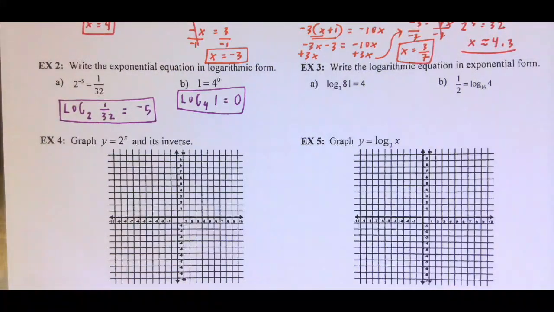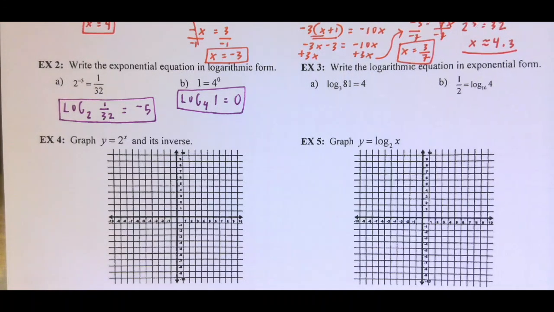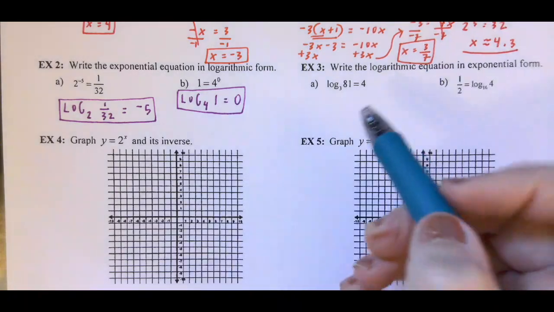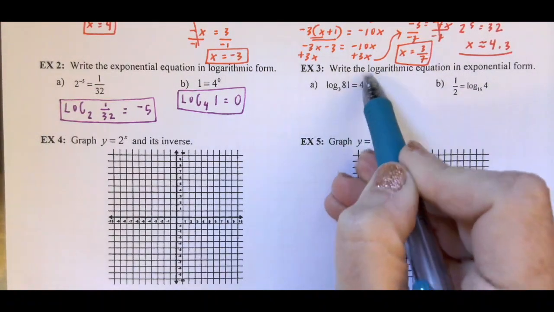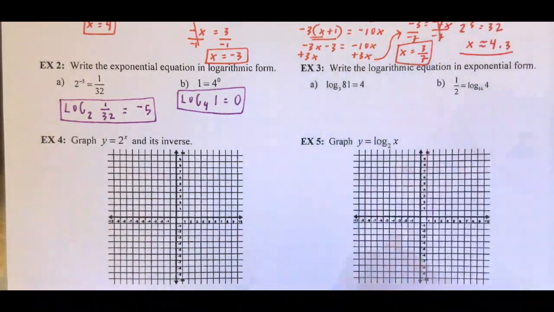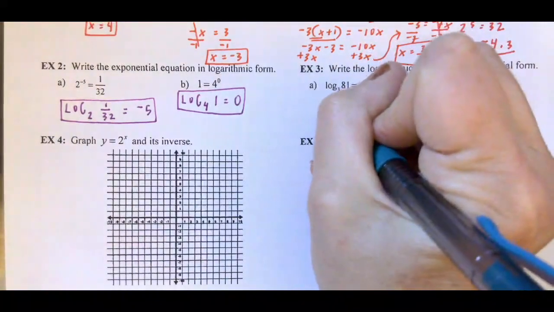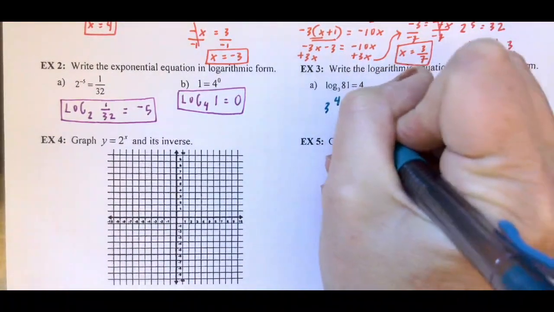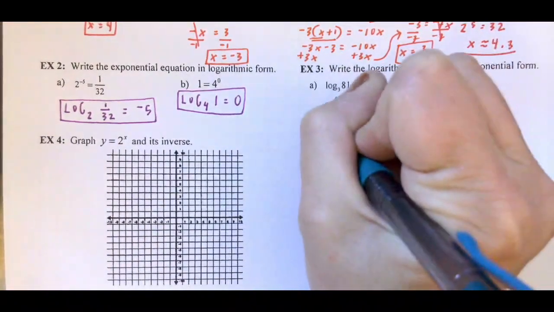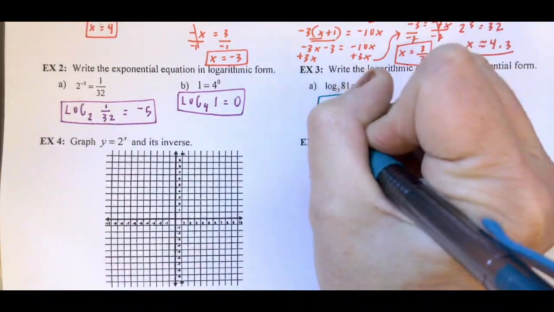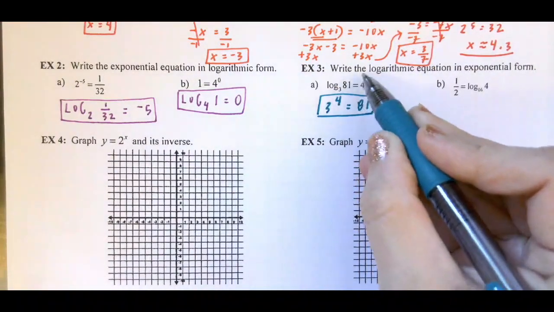Okay, now going in reverse. Can we go from logarithmic form into exponential form? So here again, I'm just picturing this kind of circular motion. And I can say, well, yeah, that is 3 to the 4th power equals 81.